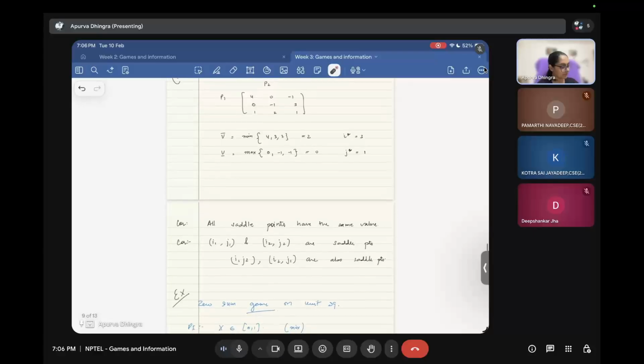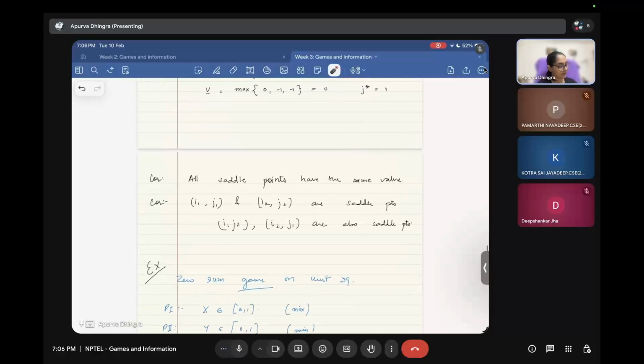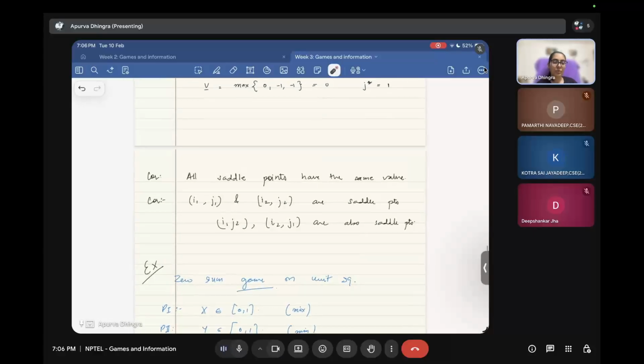Okay, let me come to the corollaries first. They say if there is more than one saddle point, the value of those saddle points would still be the same. Value meaning the security level value. And if there is more than one saddle point, so suppose there are two saddle points, it's this and this, then the strategies themselves can be interchanged. So I1 with J2 is also a saddle point, and I2 and J1 is also a saddle point.